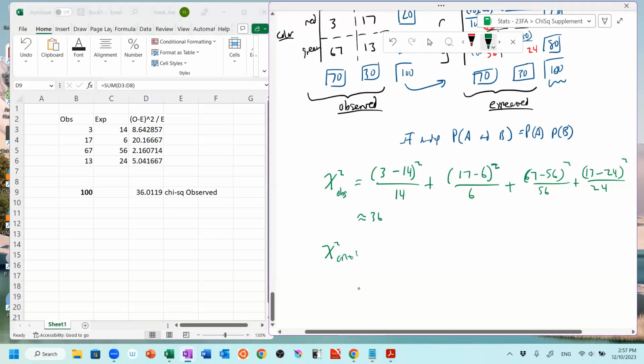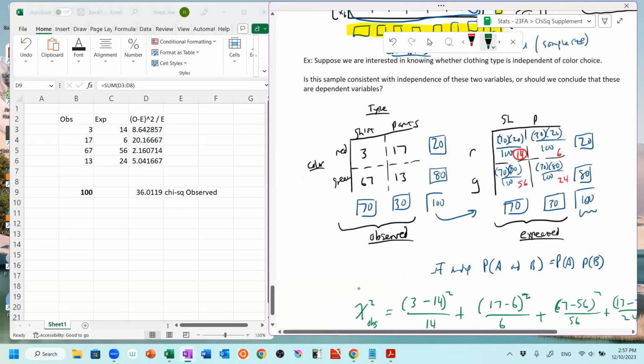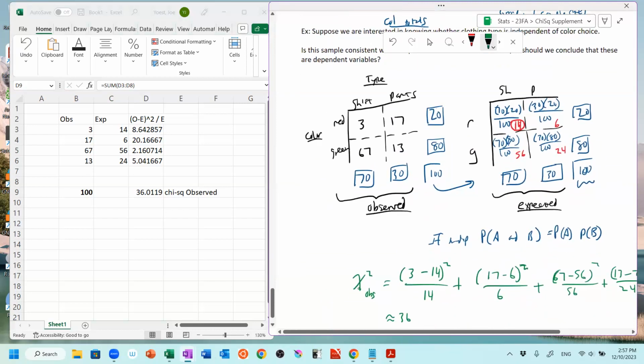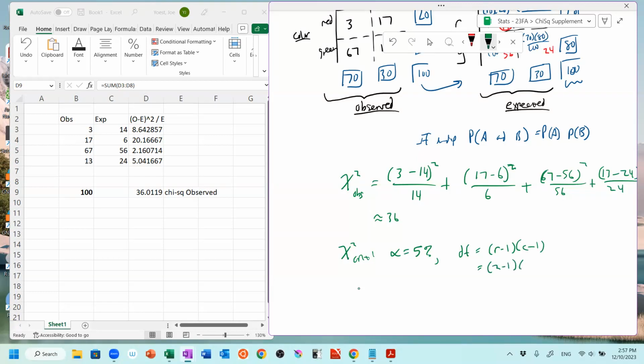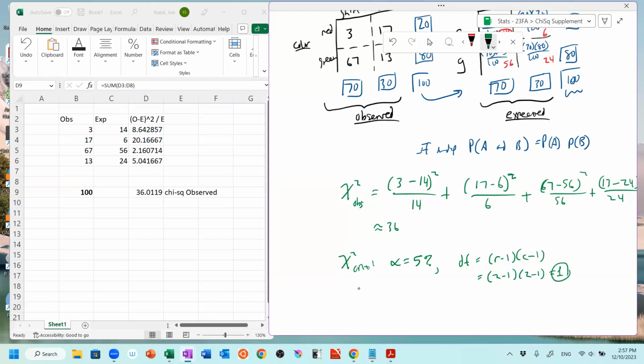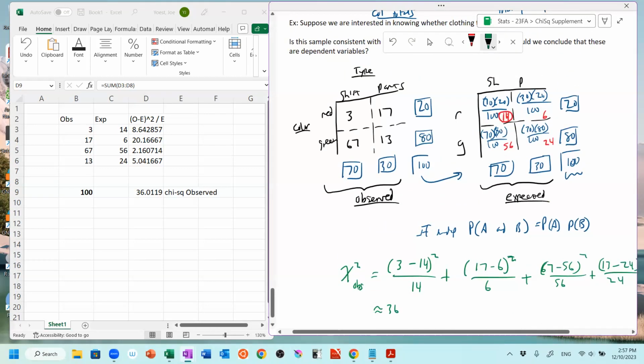My chi-squared critical, and again, we'll use the 5% level. I guess I didn't say it in the problem statement, but we're just using that as the default. My degrees of freedom are rows minus 1 times columns minus 1. My degrees of freedom is only 1. And again, we saw that once we had 14 in here, everything else was predetermined by the row and column sums.